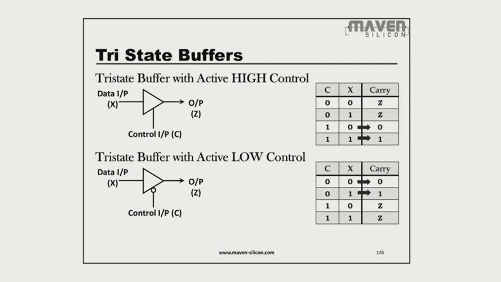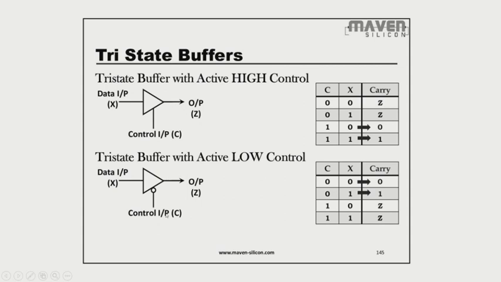If we apply the control input as active high, then the input will be connected to the output. Otherwise, if the input is low, then the output will be in high impedance state. So this is called an active high control input tri-state buffer. And we can also implement an active low control tri-state buffer.